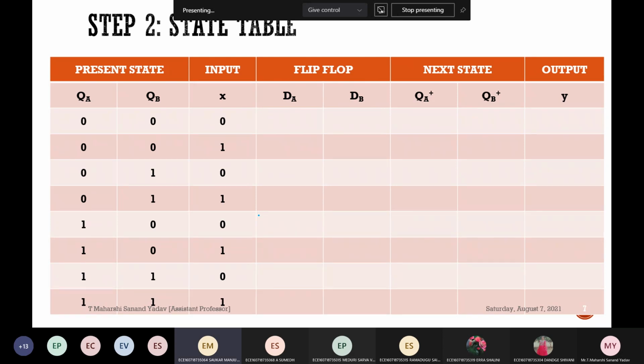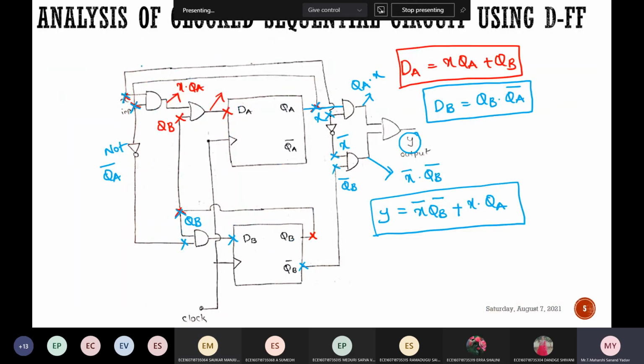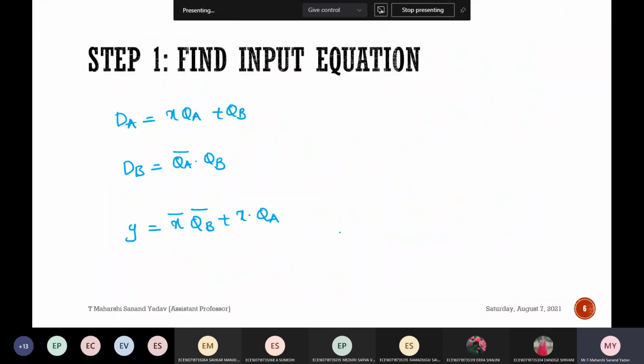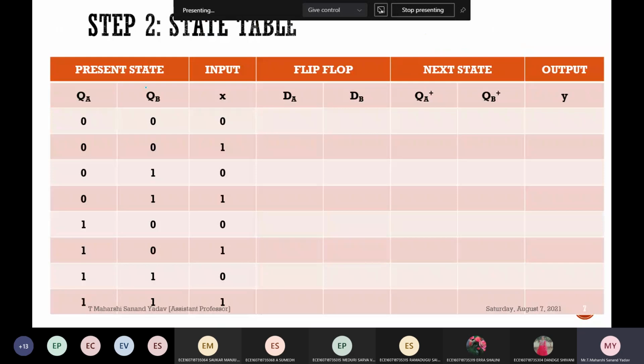Present state, next state, output. So present state, QA and QB. If you observe, for two flip-flops, this is flip-flop number 1, this is flip-flop number 2. So we are getting two outputs, that is QA followed by QB. So I'm considering QA and QB as present state. See here, QA and QB are nothing but present states.